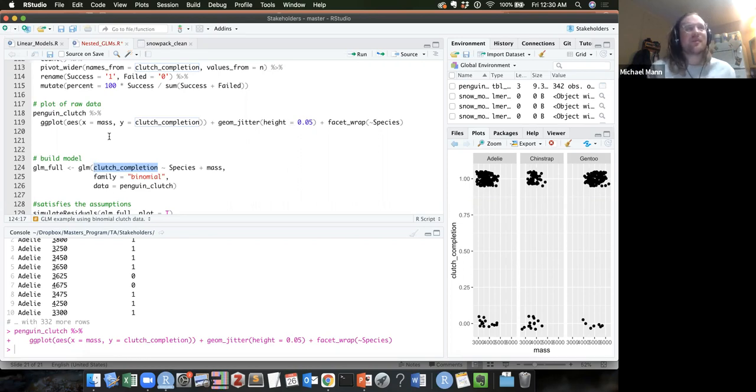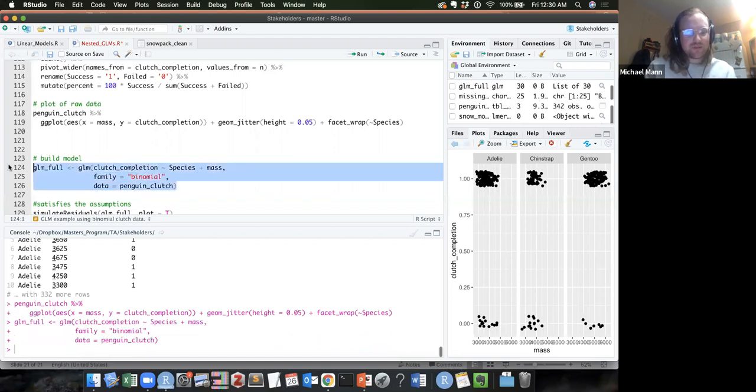I would have to double check that, but yeah, make sure 0 and 1 are true or false if you can. And then our linear predictors, like the second part, as I talked about in the PowerPoint, be species plus mass. And then this is key. We're going to plug in the family equals binomial. By doing this, then we're going to be assuming a binomial distribution. And then data equals penguin clutch.